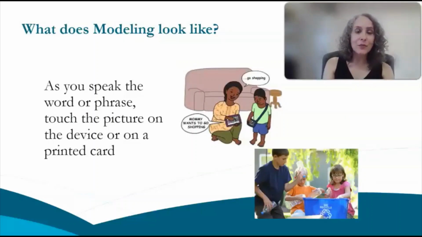Let's talk a little about how to model language using the device. To do this, speak your message to your child. As you speak, touch the picture on the device or the printed card while verbally emphasizing the word that you are saying. For example, when swinging with your child, you can bring the swing to a stop, and then when you see that your child is ready for more swinging, you can show her the device and say, "Let's go," while touching go on the device, and then give her a nice push.